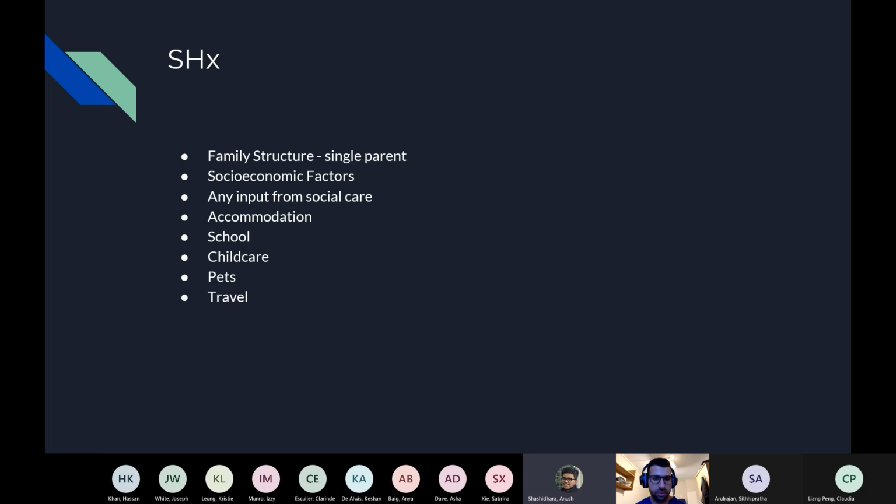Very good point. Okay, social history here, I won't go into it much. Basically asking whether they are a single parent, any socioeconomic factors, and any social care, which is very important. Something that was always reminded to me when I took a history: is there any social care input? Because obviously you want to make sure this child is safe. Then a few other things: pets, travel, childcare, school.